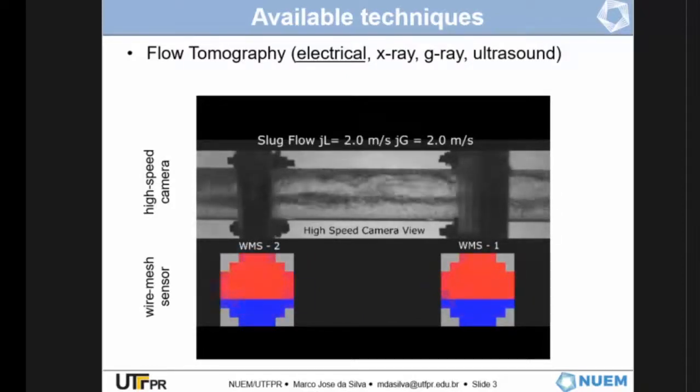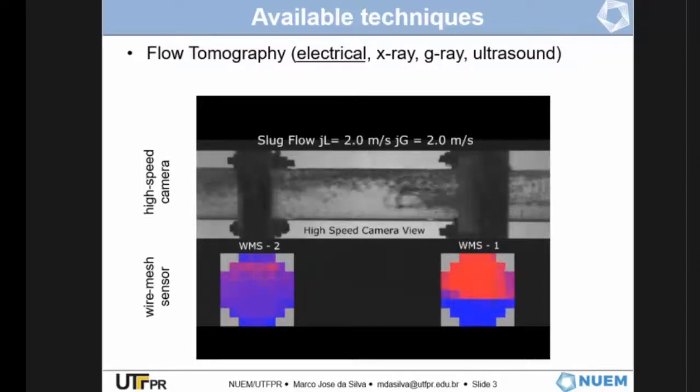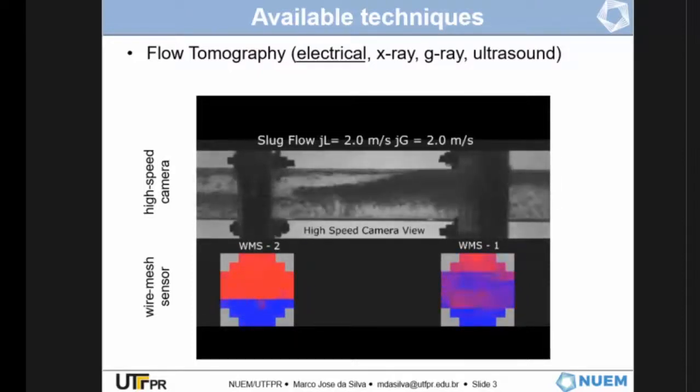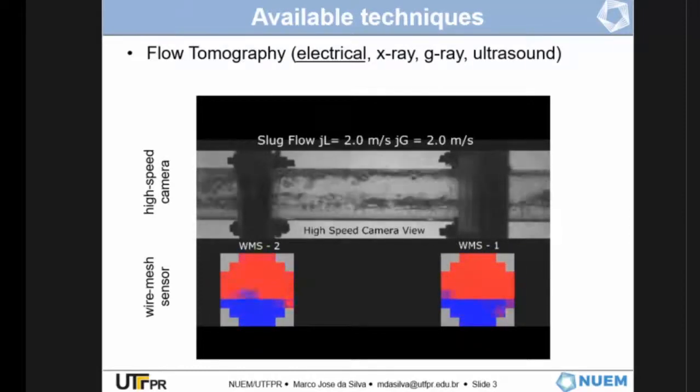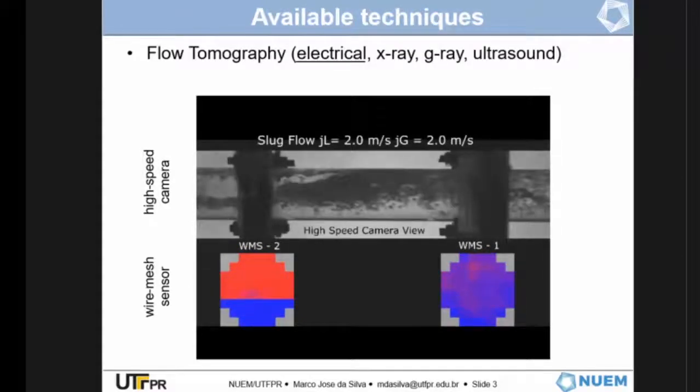So now we have a more turbulent flow. You can still see a few details of the small bubbles. We cannot detect them very accurately, but we can see that. That's what we call the wire mesh sensor. It's a good reference, but it's not good for industrial application at the end of the day.